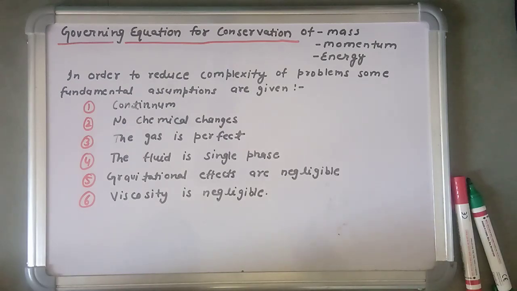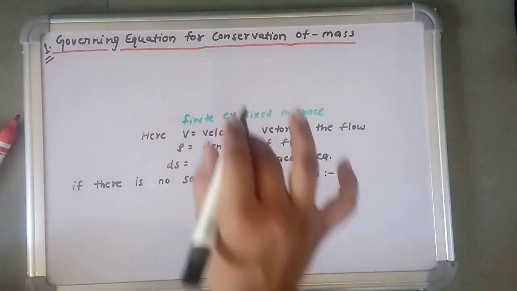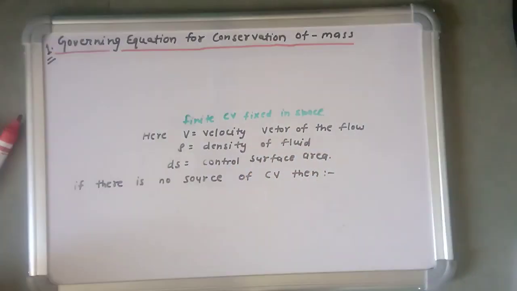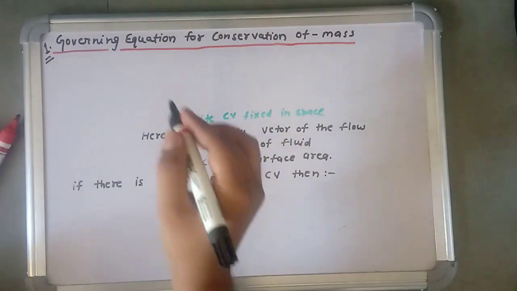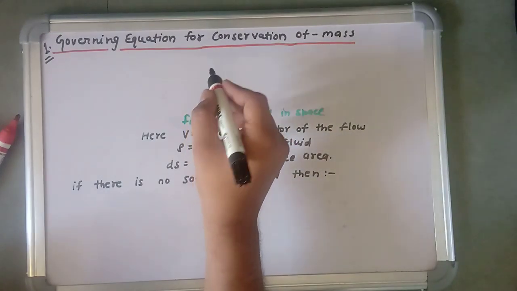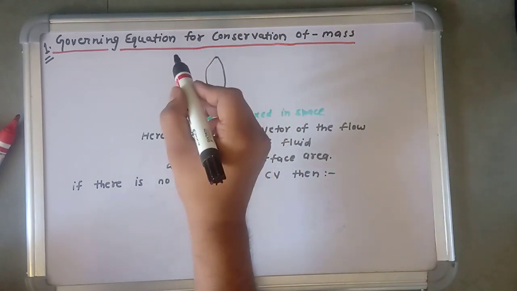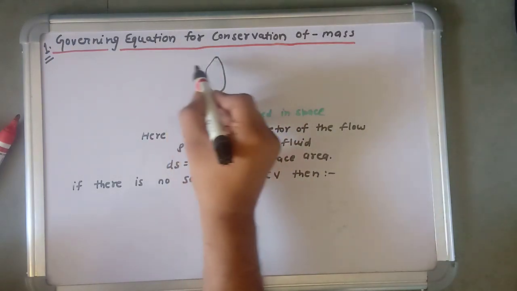Now we will discuss the first governing equation, which is known as conservation of mass. We will derive the equation of the conservation of mass. So now we will start the derivation. Here we have a fluid domain of arbitrary shape, like this, and the fluid is passing like this.